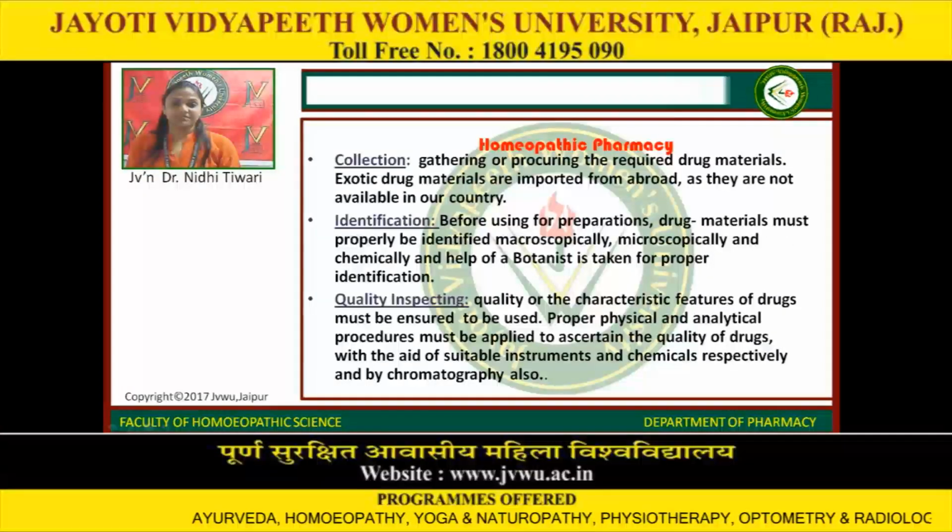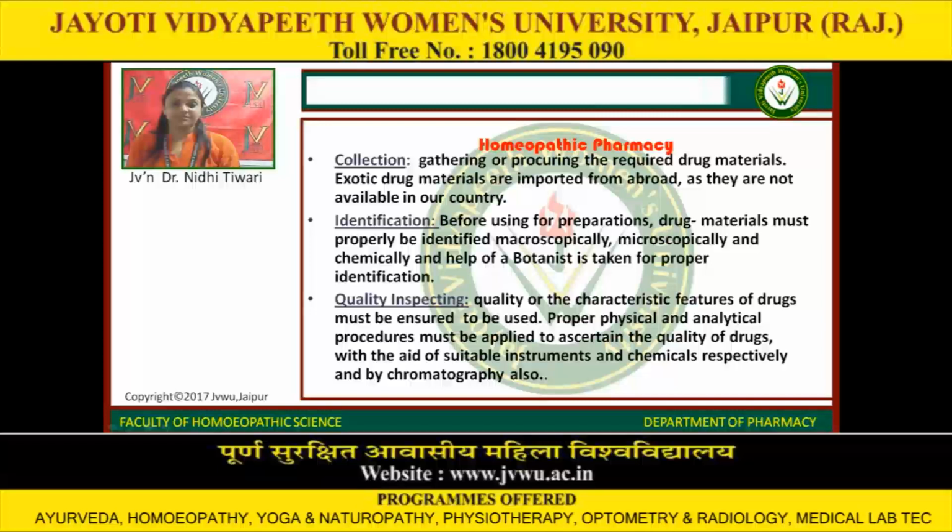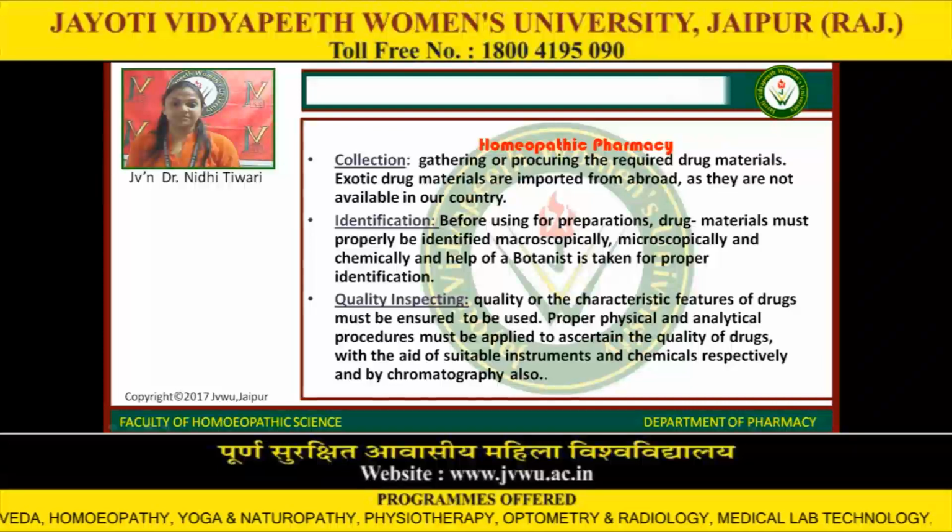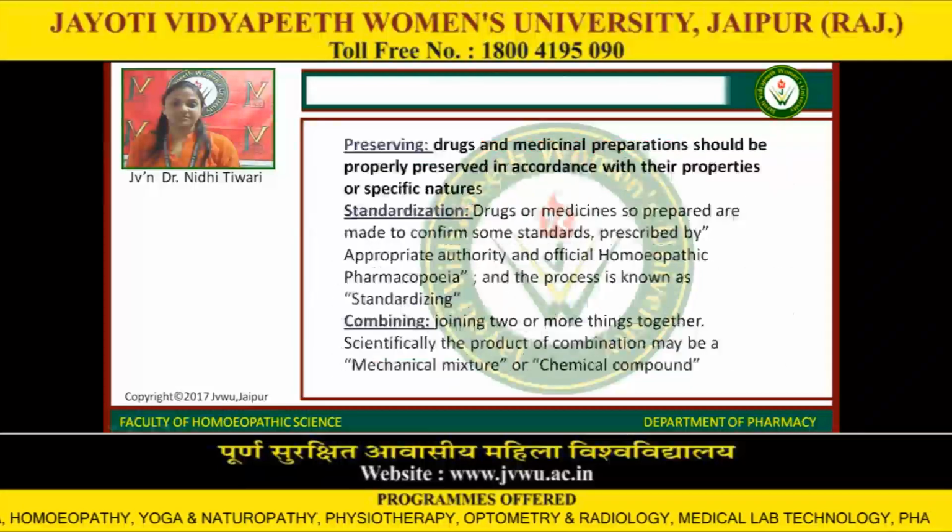Collection: gathering or preparing the required drug materials. Exotic drug materials are imported from abroad as they are not available in our country. Identification: before using for preparations, drug materials must properly be identified macroscopically, microscopically and chemically, and the help of a botanist is taken for proper identification. Quality inspection: the quality or characteristic features of the drug must be ensured. Proper physical and analytical procedures must be applied to ascertain the quality of drugs with the aid of suitable instruments and chemicals respectively, and by chromatography also.